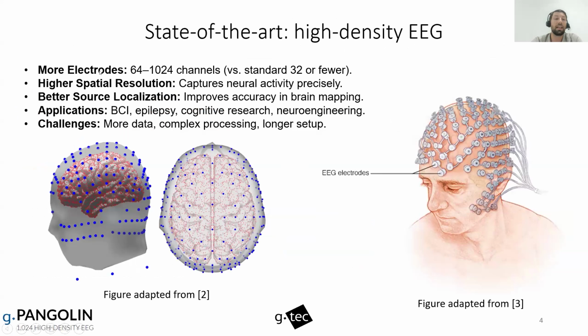So what does high density mean? It basically means that you have a higher channel count. Compared to standard EEG systems with 32 to 64 channels, you go up to 1000 channels, as we can achieve with our g.Pangolin system. This higher spatial resolution gives you the opportunity to capture neural activity more precisely. As literature shows, you can also do better source localization, because a high electrode count is very important in that field. And there are a lot of possible applications, as you just heard from the presentation before.